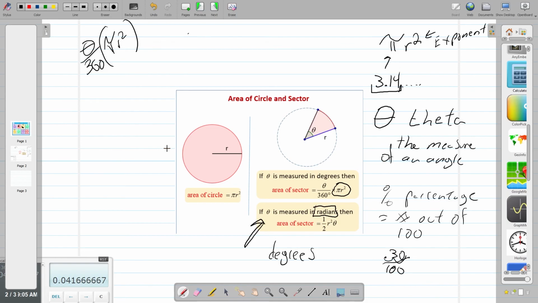All right? So we don't have to worry about the area of a sector as 1/2 the radius squared times the measure of the angle, or 1/2 r squared theta. Don't worry about it. I just wanted to explain it to you because it's here on the page.